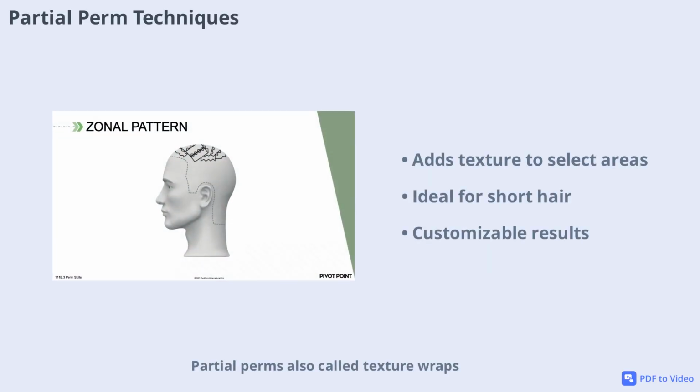Partial perms, also called texture wraps, involve adding curl or texture to selected areas of the head, such as the fringe, crown, or nape. This approach works well for clients with short hair or those seeking to harmonize or contrast texture in specific zones. It's a versatile technique for customizing the final look.